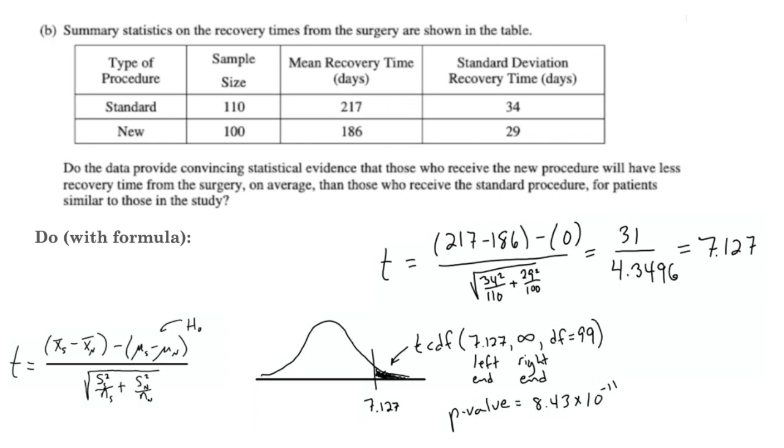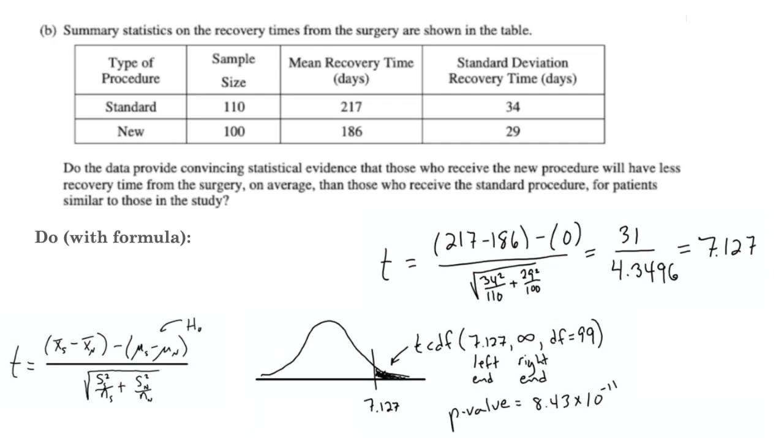So to find the shaded area here, I'm going to go to tcdf, which is like normal CDF, but it's tcdf for the t distribution. And the additional piece of info that they need is the degrees of freedom. So you go to 2nd vars, tcdf. You type in the left endpoint of the shaded region, which is 7.127.